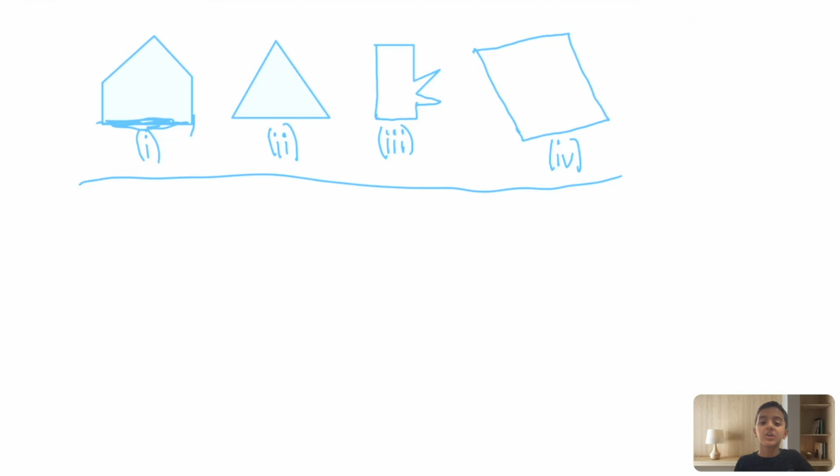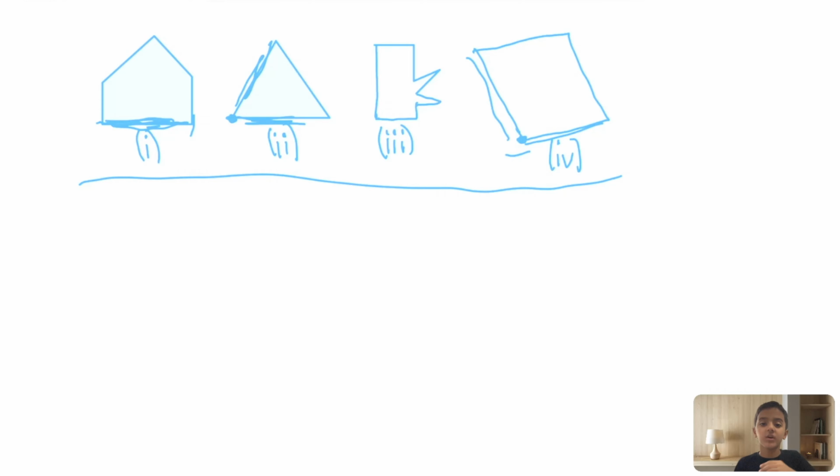Second term is adjacent sides. These are such sides which have a common endpoint. Here, these two sides of this polygon are adjacent sides because they have one common endpoint. Third term, which is vertex. It is the meeting point of a pair of adjacent sides. Here, this is the vertex of this polygon because this is the meeting point of these sides which are adjacent.